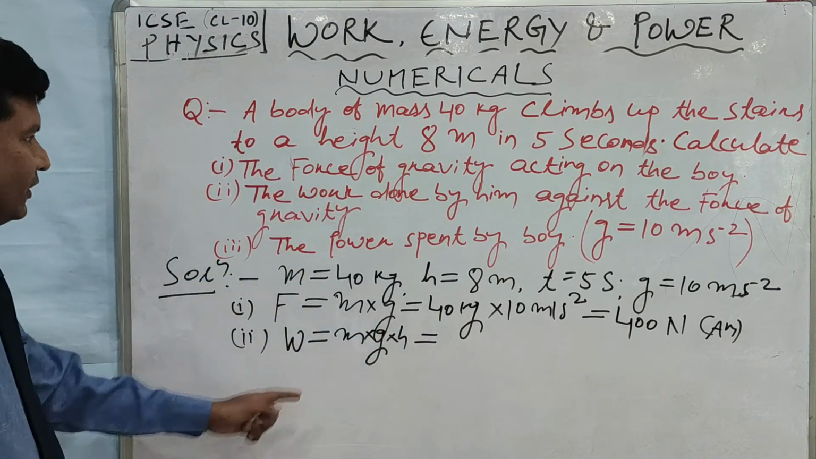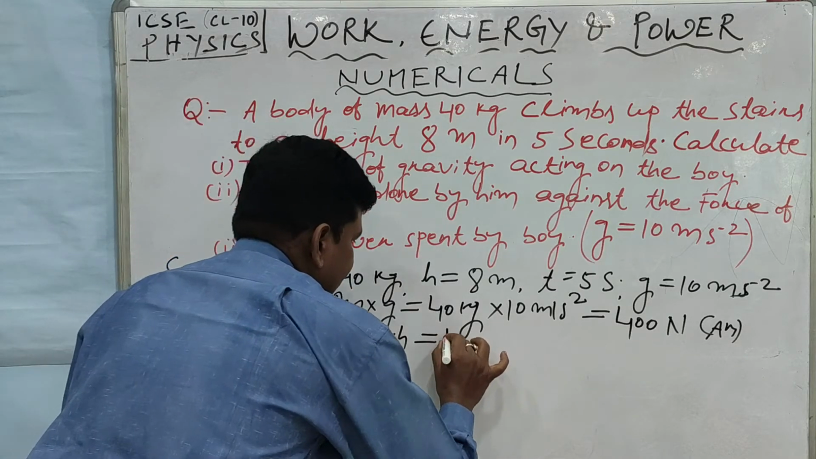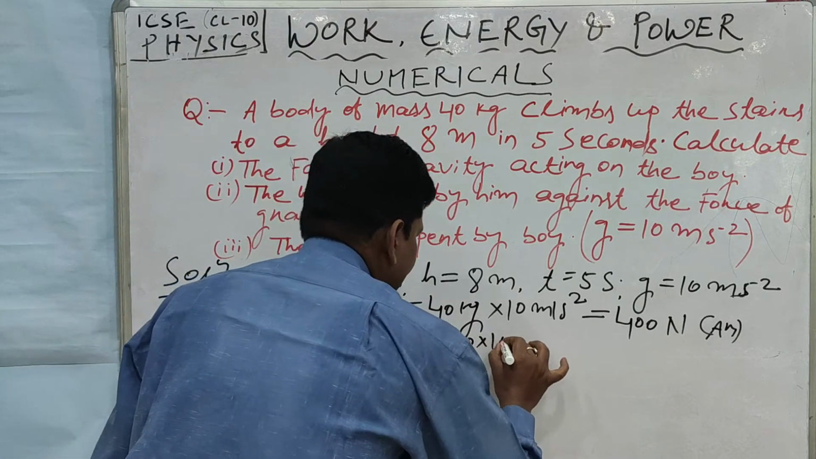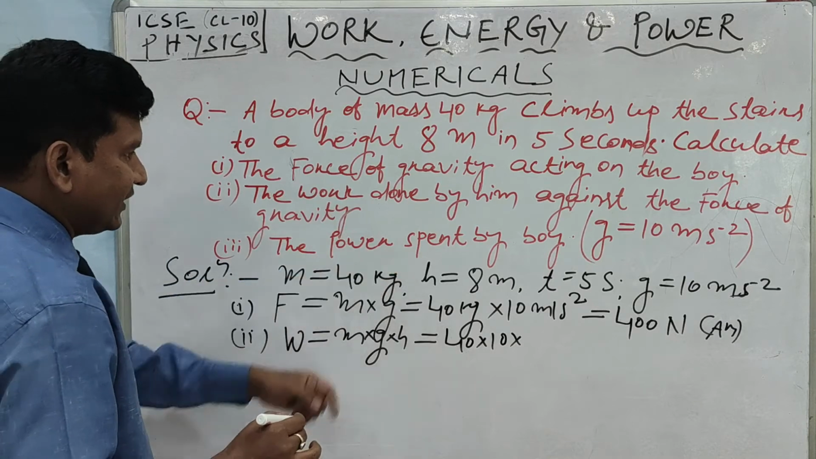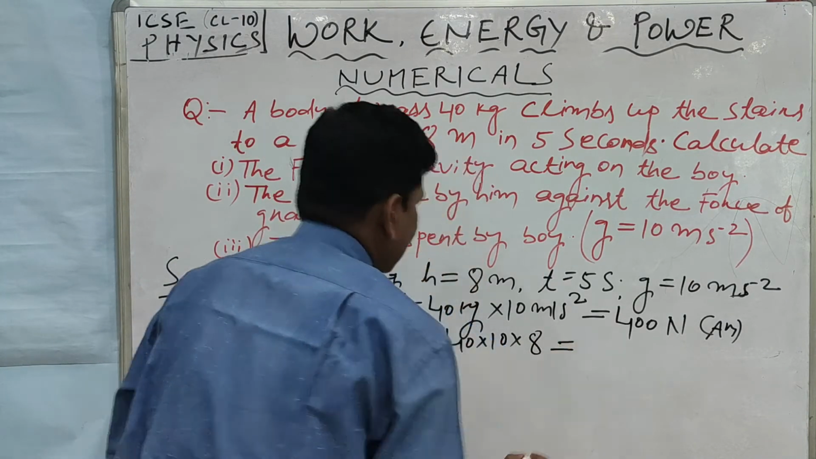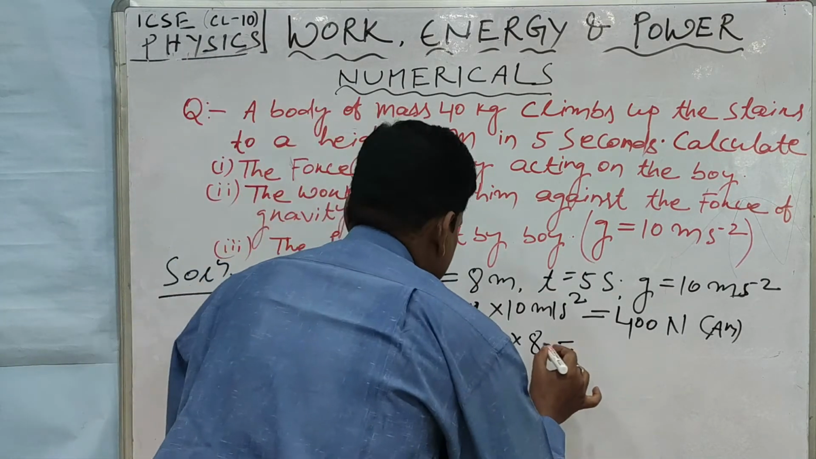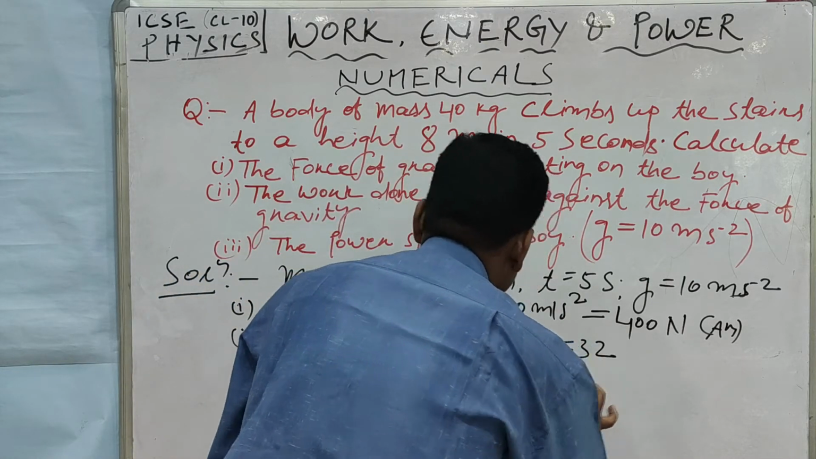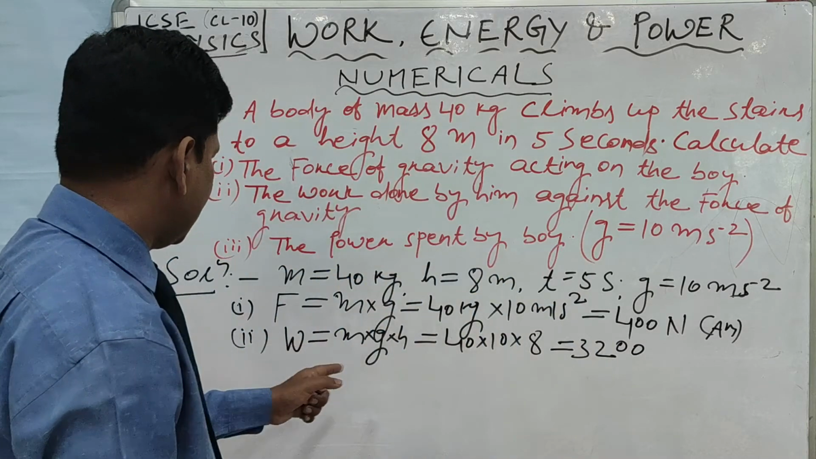That is equal to 40 kg, into the value of g, 10, into the value of height h, 8. Multiplying these things, we will be getting 3200, and what is the unit of the work?